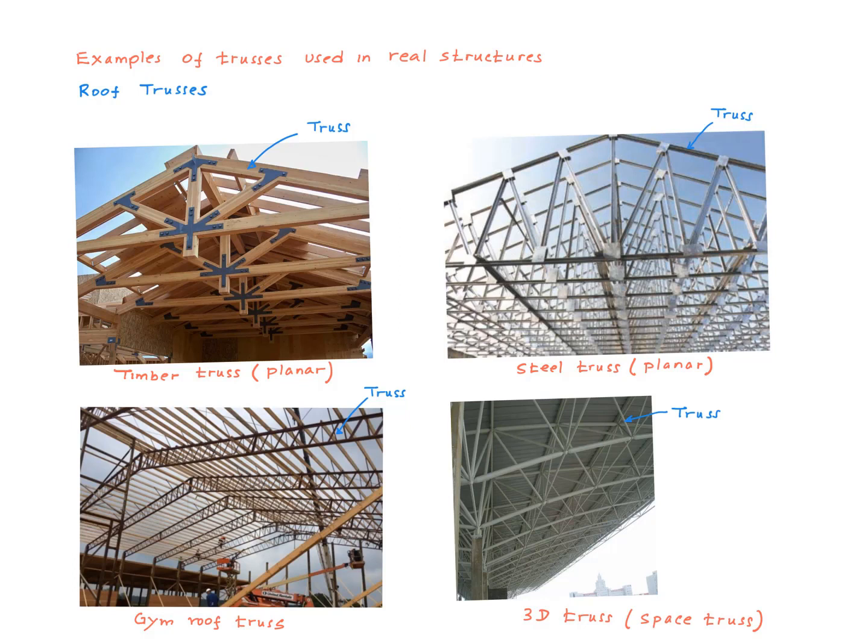The trusses in these three pictures are what are called planar trusses. Members of the truss lie on a given plane, and therefore these are two-dimensional trusses. This fourth picture here is an example of three-dimensional trusses. They are also called space trusses. The members of these trusses span the three-dimensional space. They don't lie on a given plane, and therefore they have to be analyzed as three-dimensional structures.